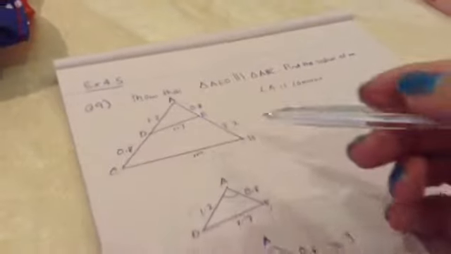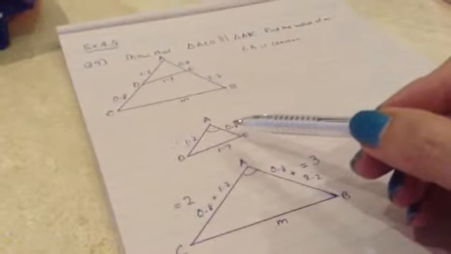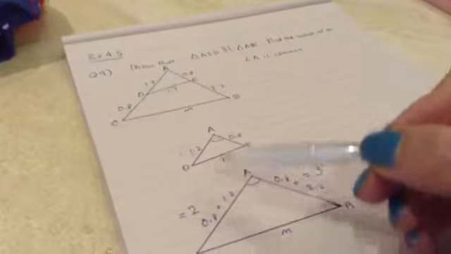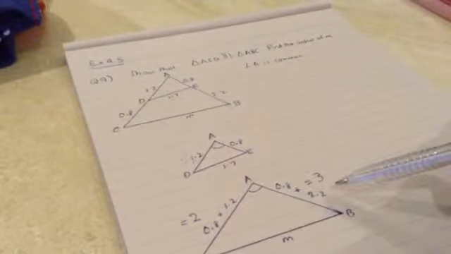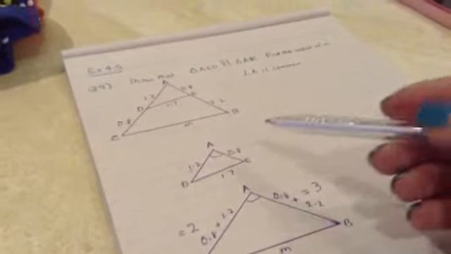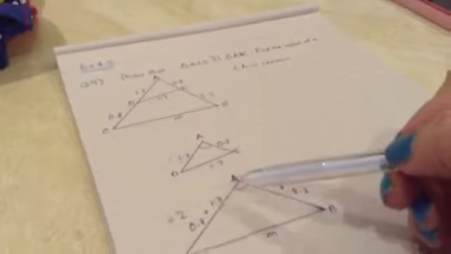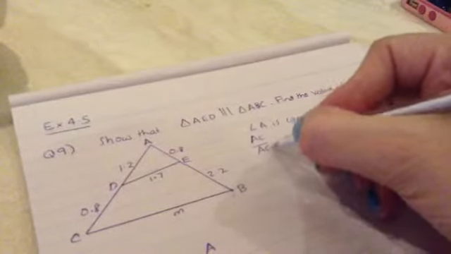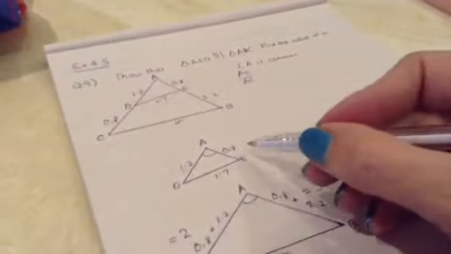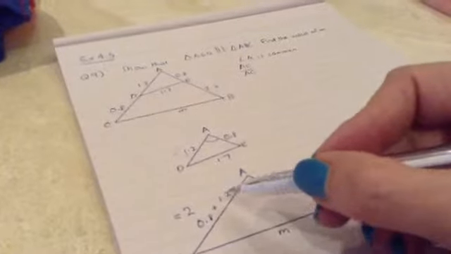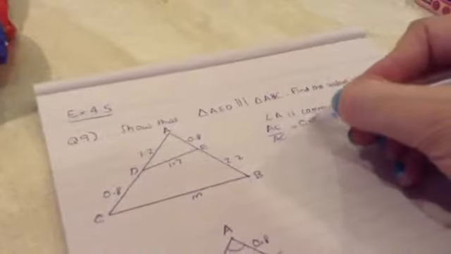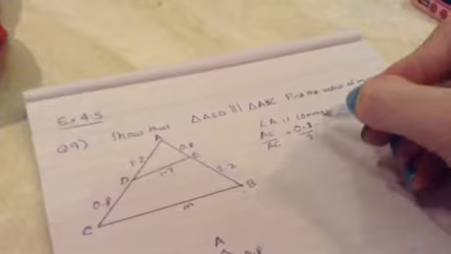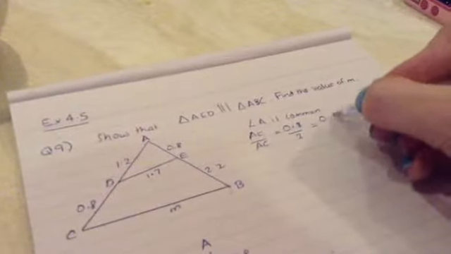So here we go. As I said, the smaller one goes over the smaller one, the larger one goes over the larger one. So AE over AC is 0.8 over 2, which gives us 0.4.